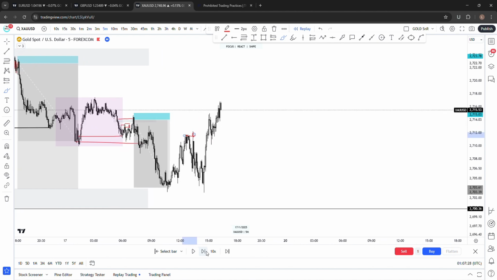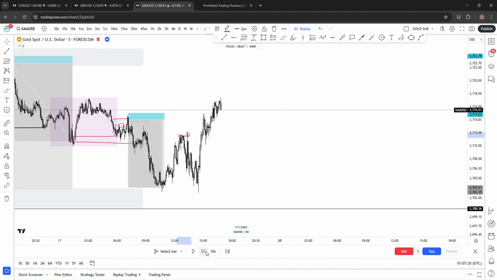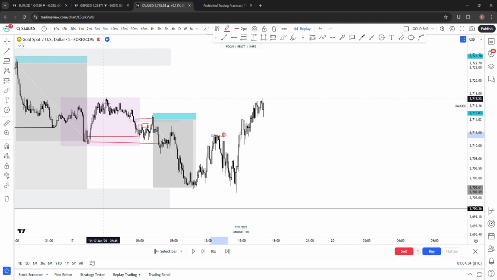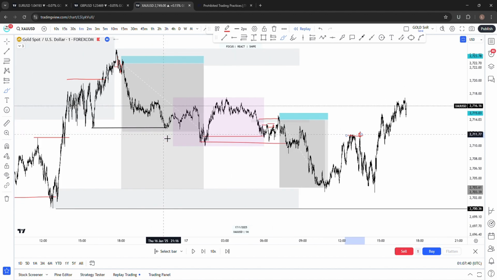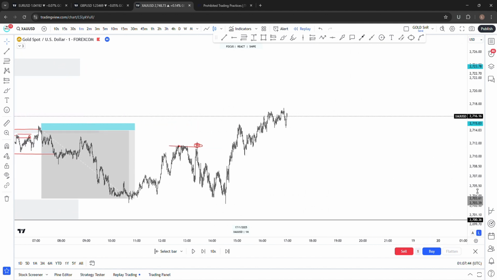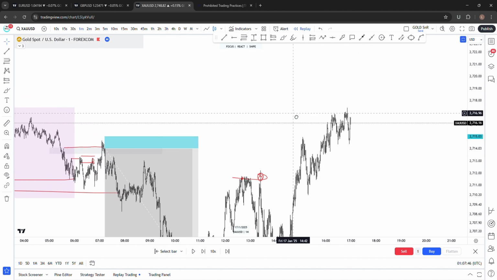Now this is a typical example from here. We had a scenario where in here, this was Asian high. You realize that we never took out the Asian high. So on M1, I came in with this trade, but I had to go out. I stepped out of the trade because I realized that I was going against my trading plan.